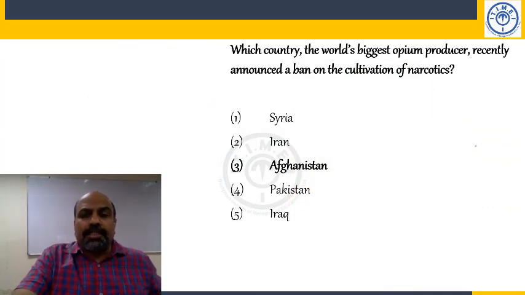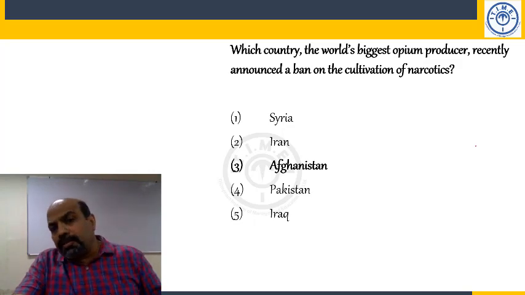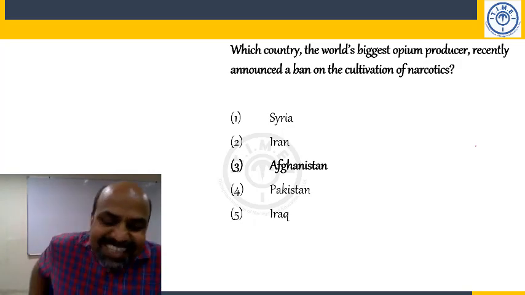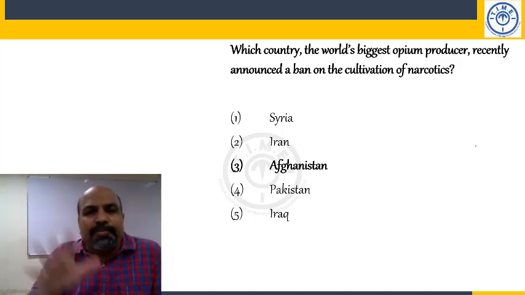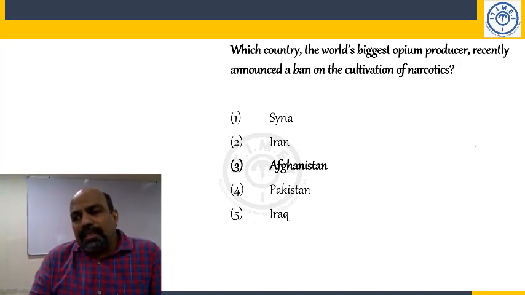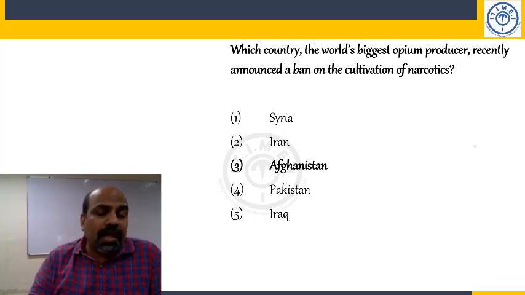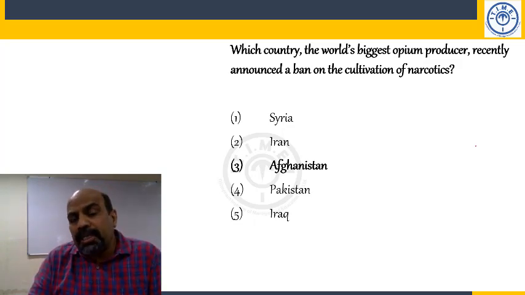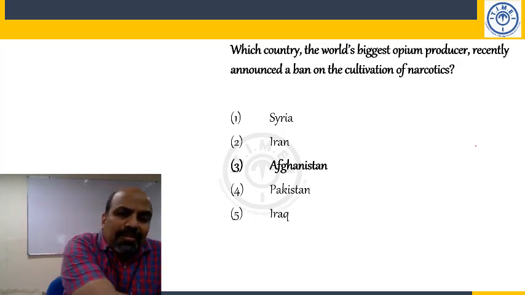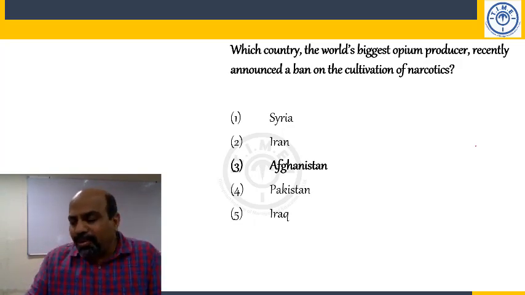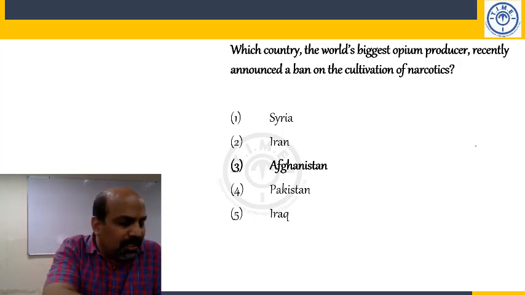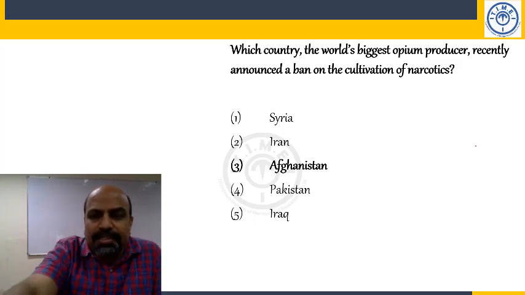Which country, the world's largest opium producer, announced a ban on the cultivation of narcotics? Afghanistan. See, this is all hogwash. This is only on paper. The biggest source of revenue for Afghanistan's government, that is the Taliban, is narcotics. Sale of poppy, mainly poppy. This is absolute hypocrisy, nothing else.